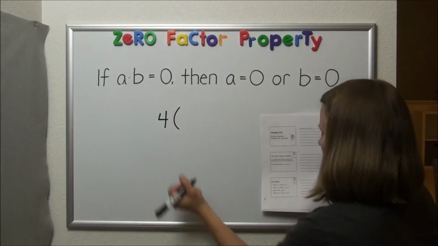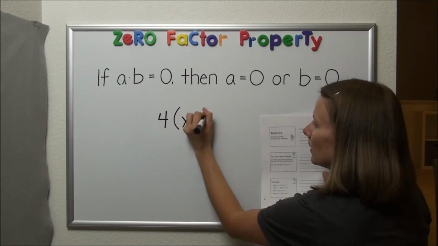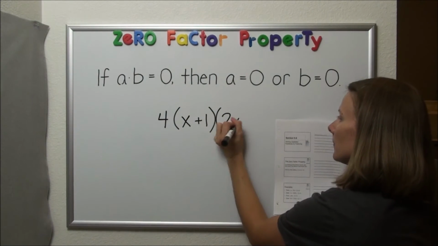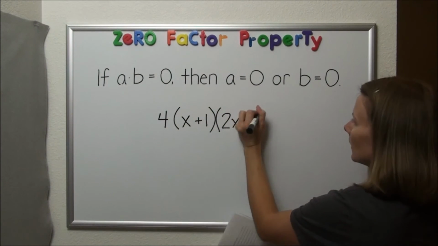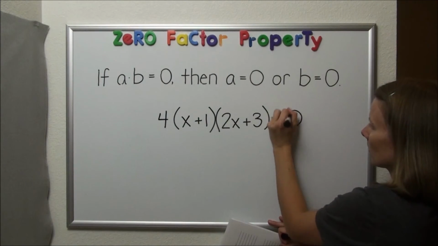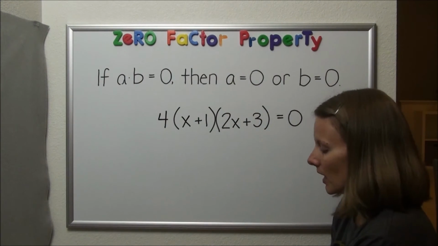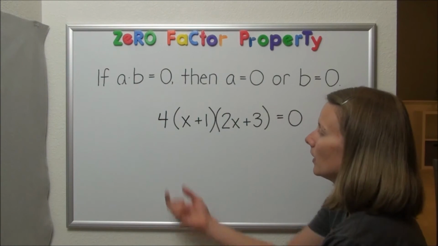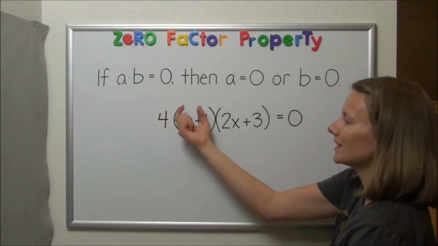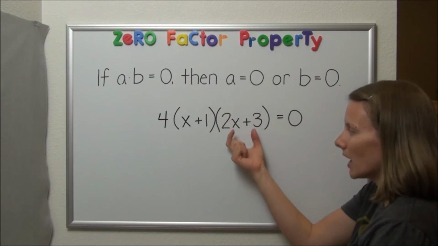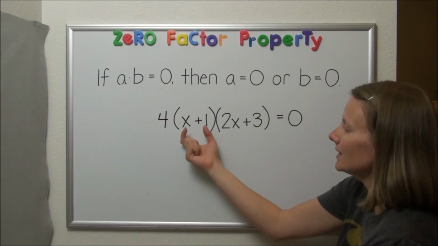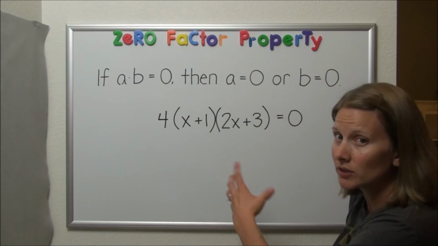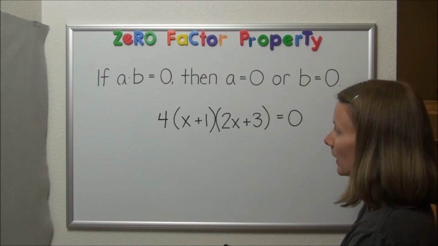4 times x plus 1 times 2x plus 3 equals 0. In this example, I actually have three factors. I have three things that are getting multiplied together. I've got the 4 times the x plus 1 times the 2x plus 3. So that's three separate factors, but again, all multiplying to 0. So one of those factors has to be 0.